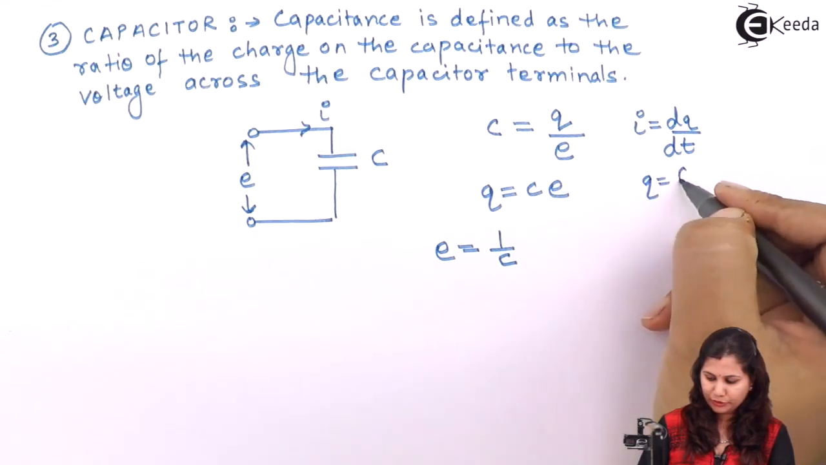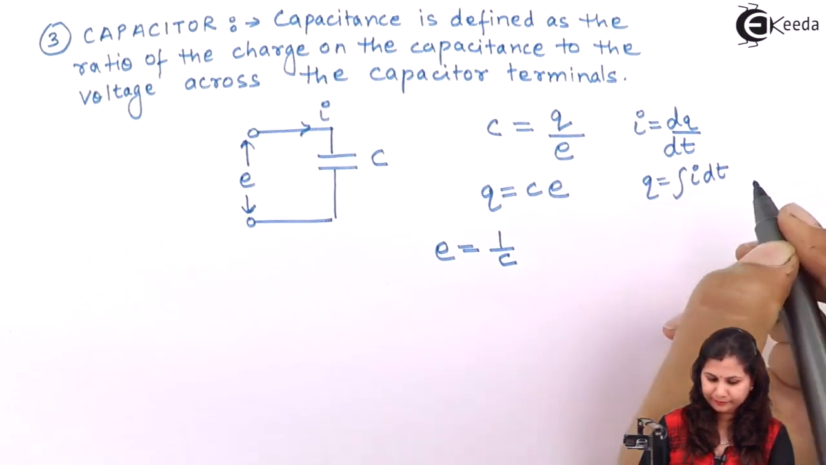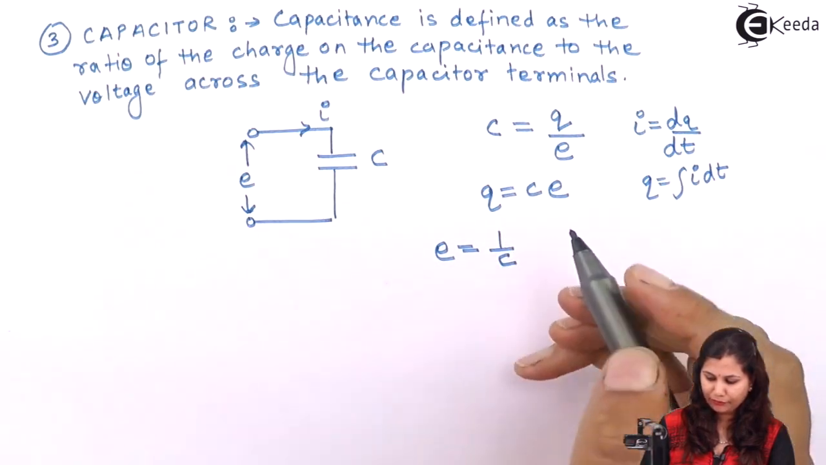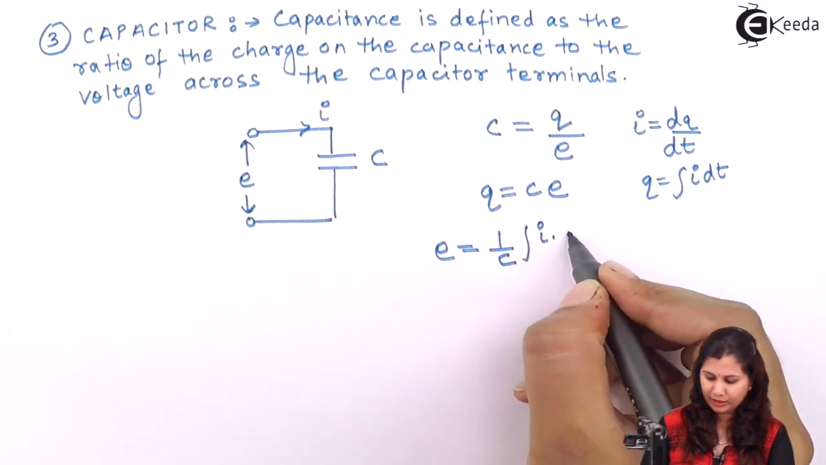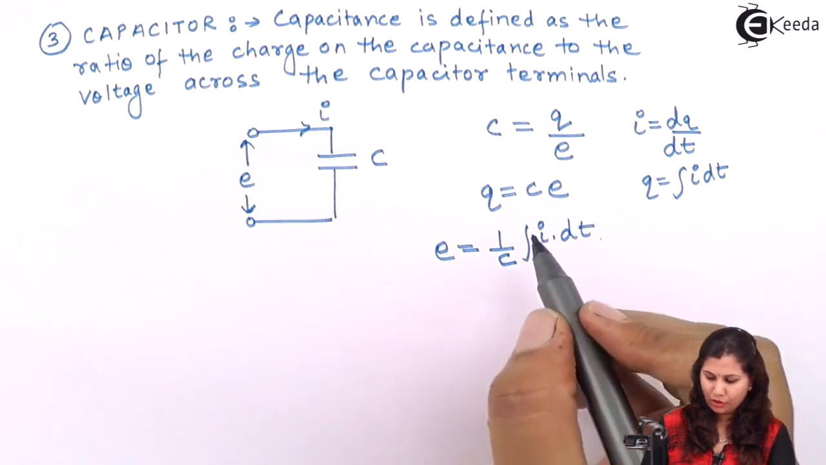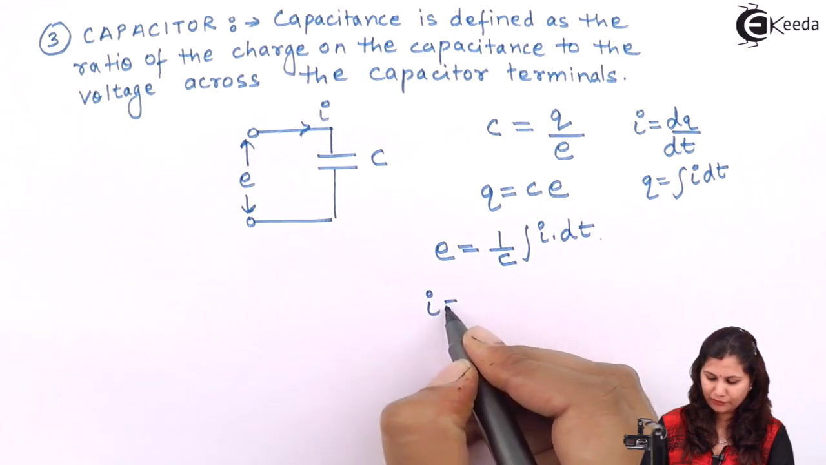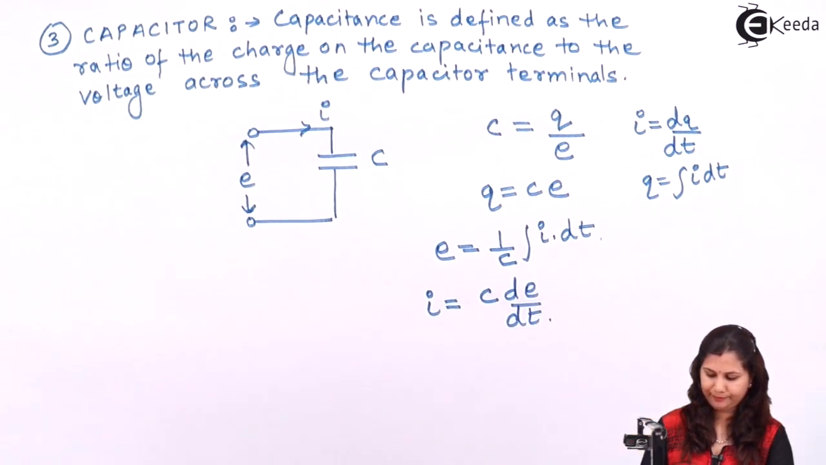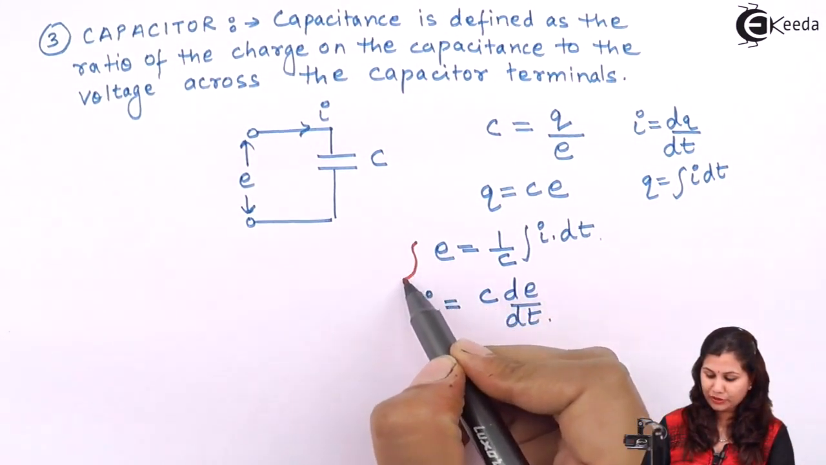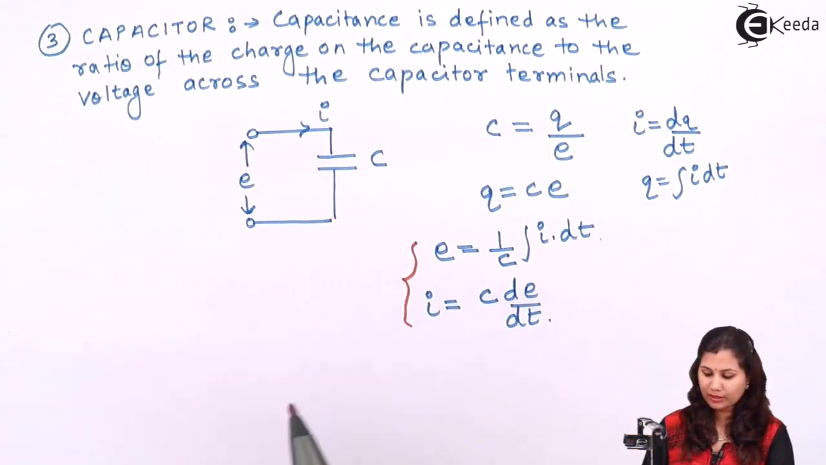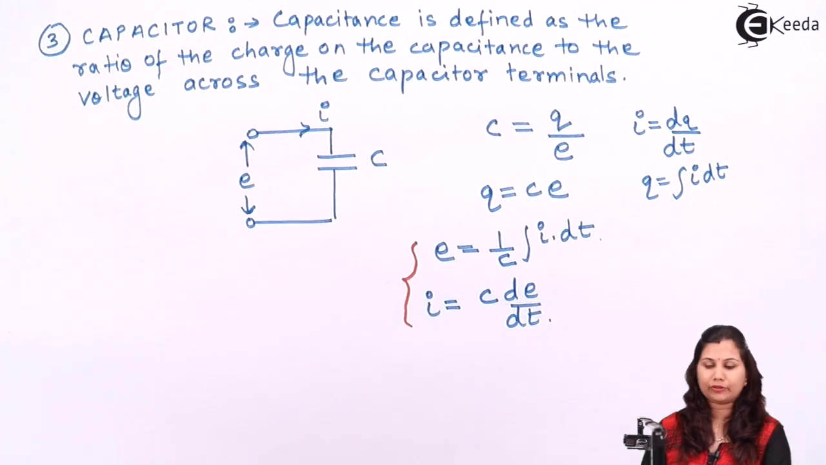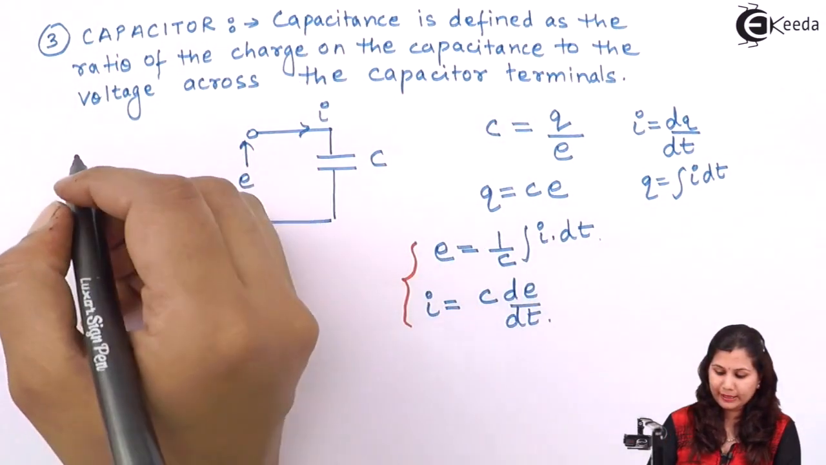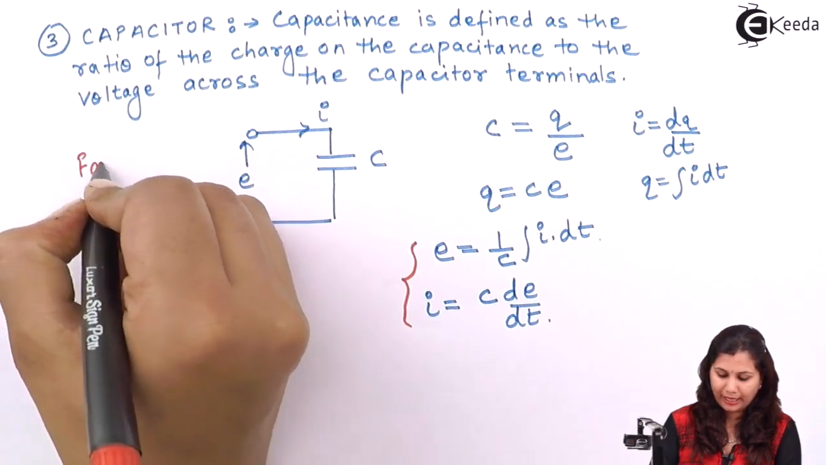So Q will be equal to integration of I dt. Putting here the value of Q, we get integration I dt, or if we write the relationship in terms of I, it will be C dE by dt. So these are the two equations: one for the voltage across the capacitor and the second for the current through the capacitor. In this way we can represent a capacitor in an electrical system. And this capacitance has the unit farad.